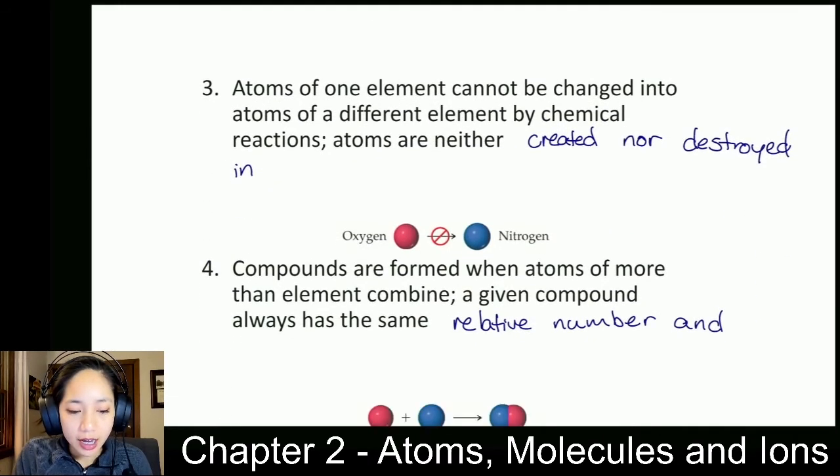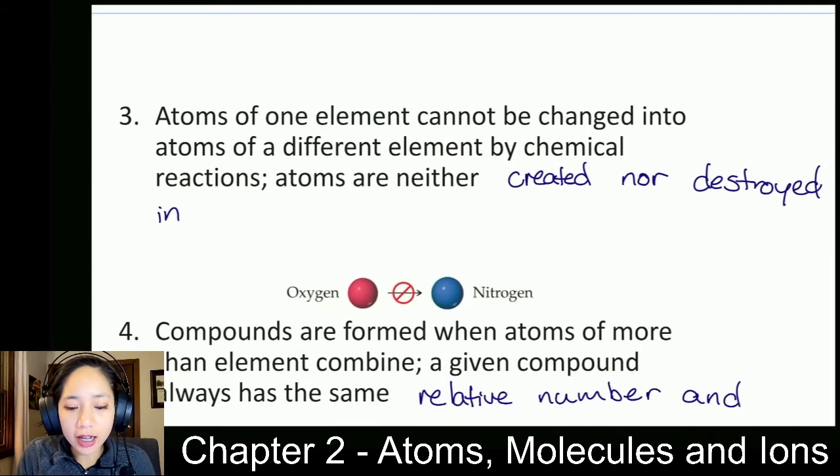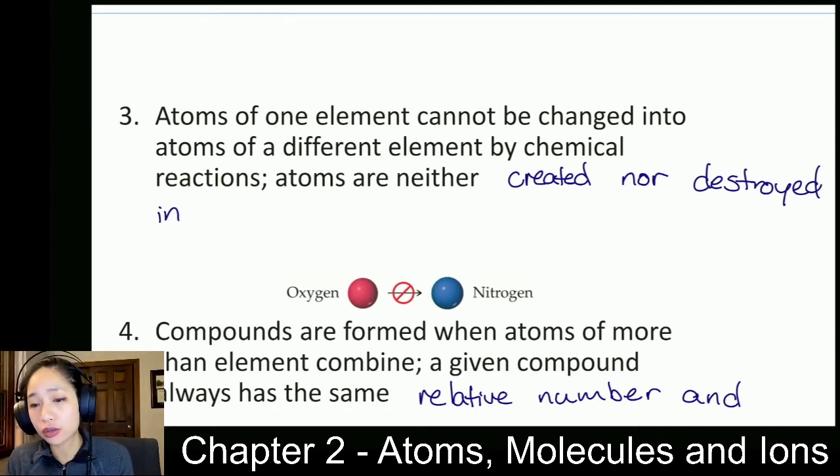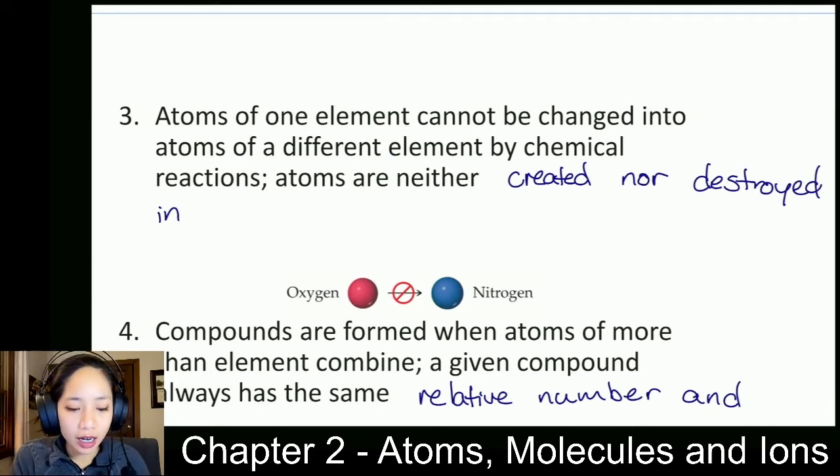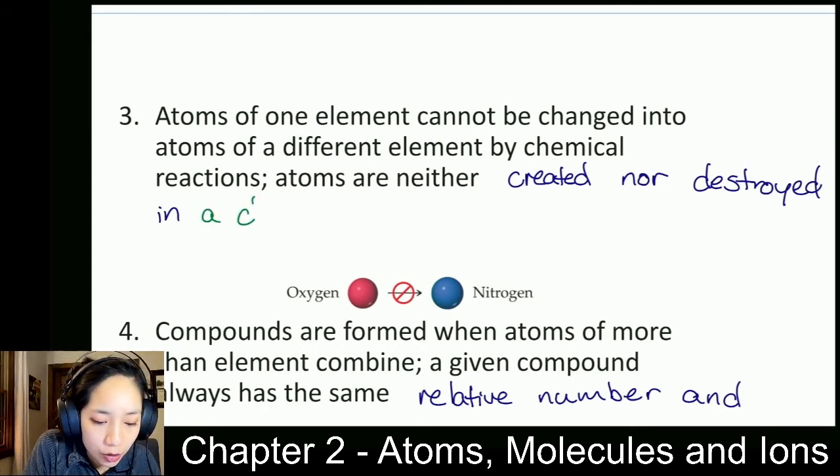His third postulate says that atoms of one element cannot be changed into atoms of a different element. So we can't turn elements into something else. A lot of the basis of chemistry was trying to synthesize gold. Can we make gold from other substances? They found out, no, you can't. Because of this third postulate, we can't take atoms of one element and change them into a different one by chemical reactions. Another way we could say this is that atoms cannot be created or destroyed in a chemical reaction.